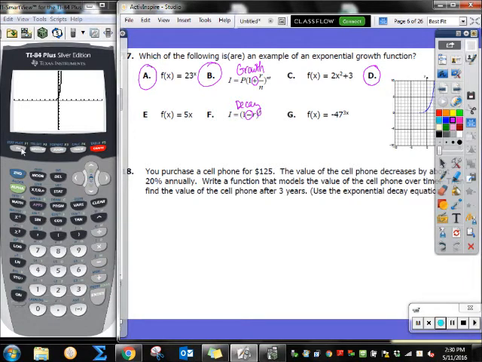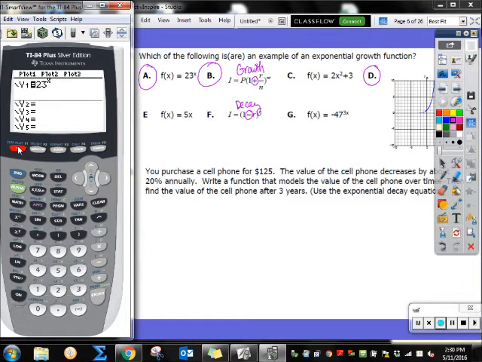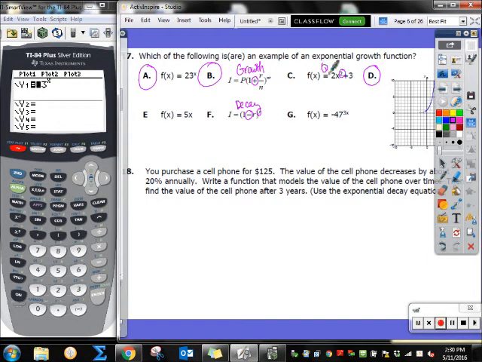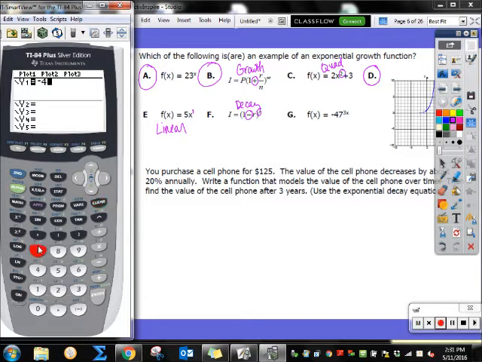If you check C, and actually you really shouldn't even have to check C, because hopefully you remembered if you have an x squared, that is a quadratic, so that's not an exponential growth. We already said D was. If you look at E, hopefully you recognize that that's just an x to the first power, so this would be linear. F is decay because it has a minus. G, I'm not sure, so let's plug it in the calculator. Negative 47 raised to the 3x power. Hit graph.